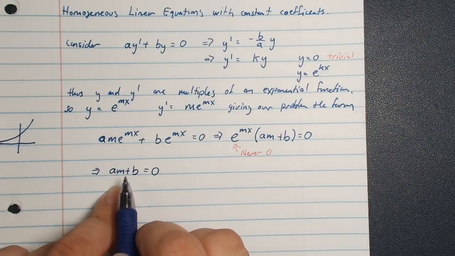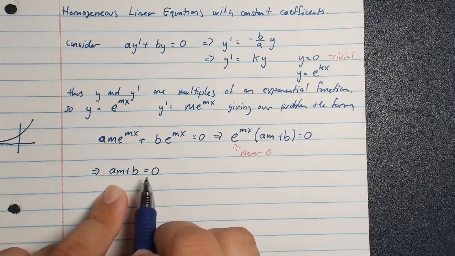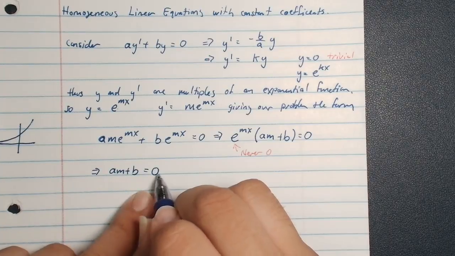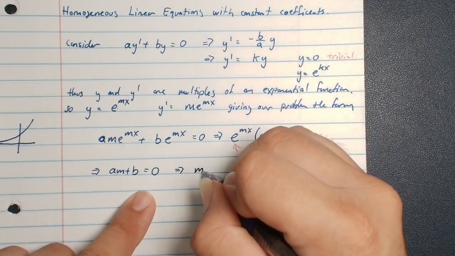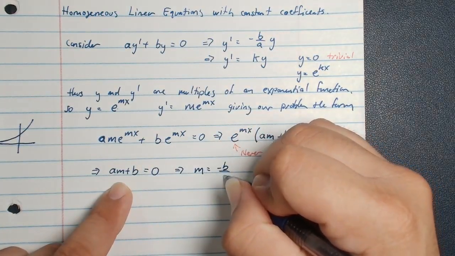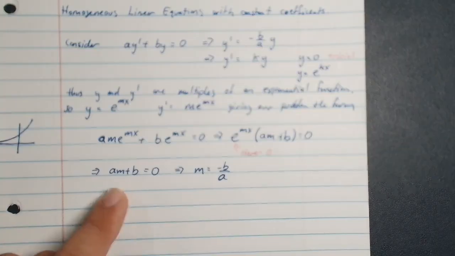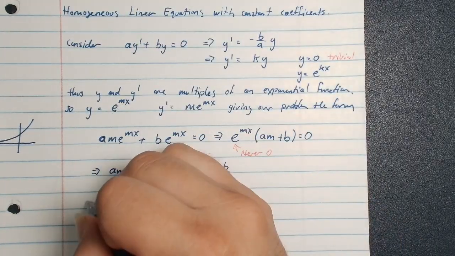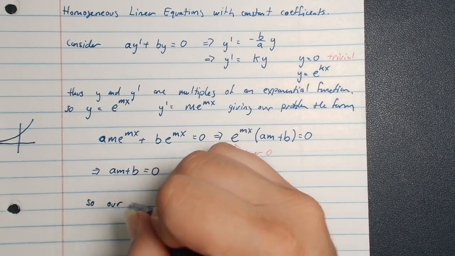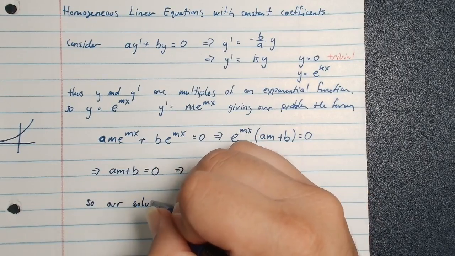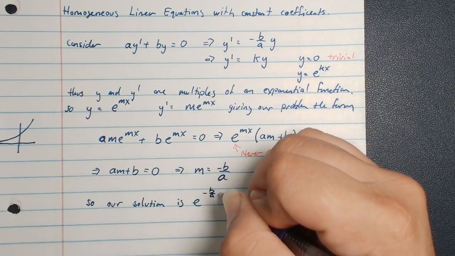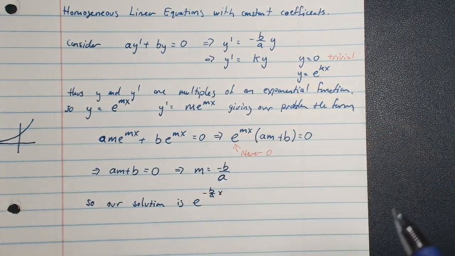This is a linear problem. Not a linear differential equation, but just a regular linear equation, the kind you learned in basic algebra. Here you can subtract the b to the other side, divide by a, and you get m equals negative b over a. Oh, but that m is the m in our solution. So our solution is e to the minus b over a times x.